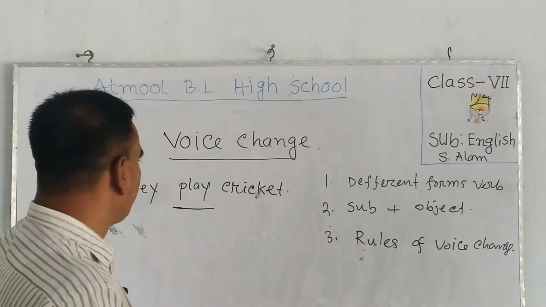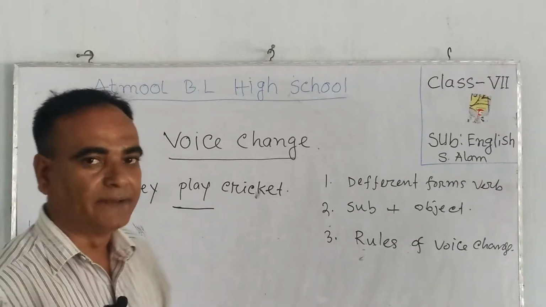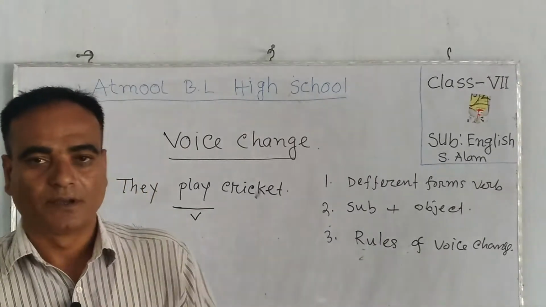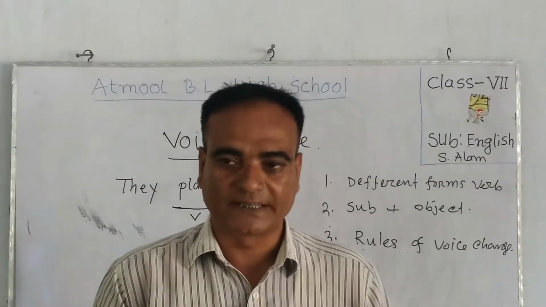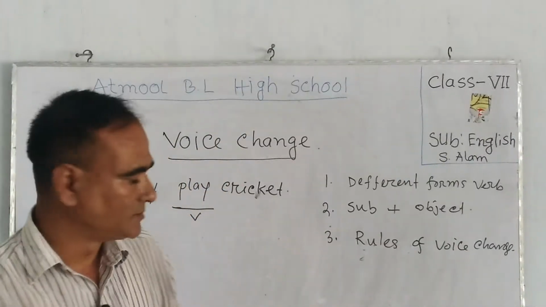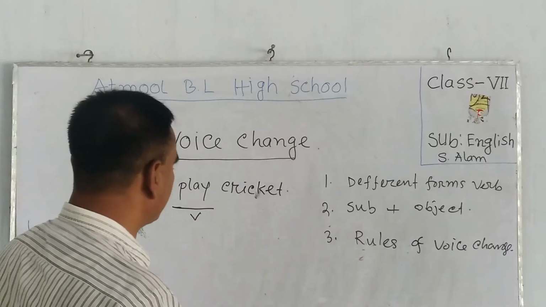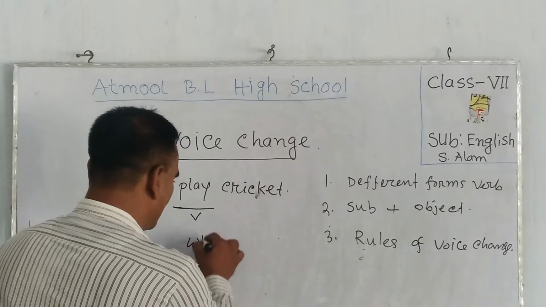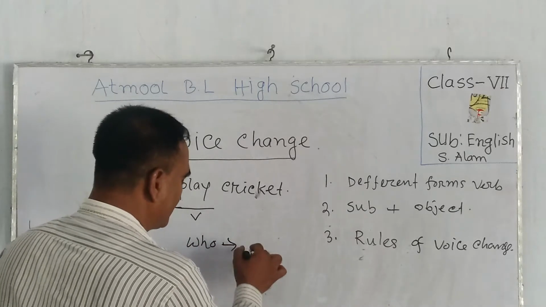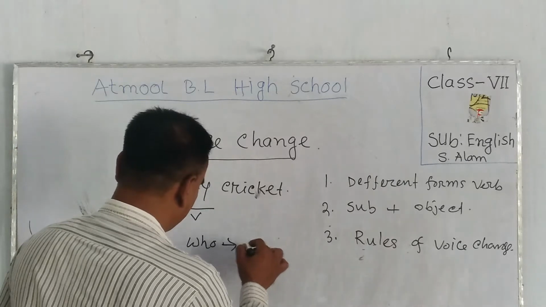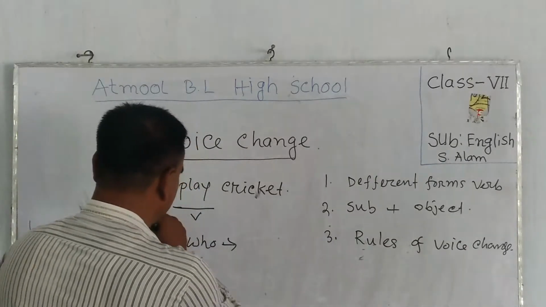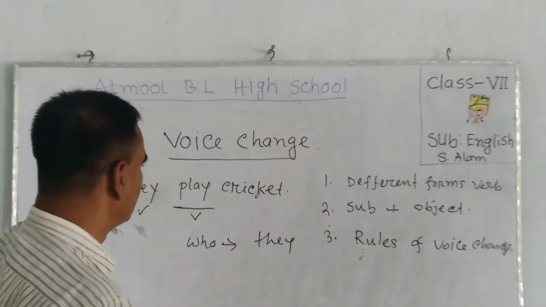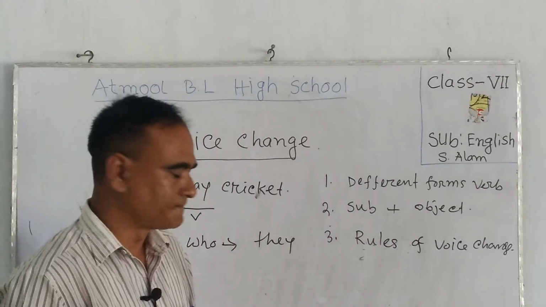So here in this active sentence the main verb is play. This one is the main verb. So now we have to find out the subject and object from the active sentence. So how will we find the subject? We have to ask the verb who. Then we will find the subject. Who play cricket? They. So they is the subject of this sentence.